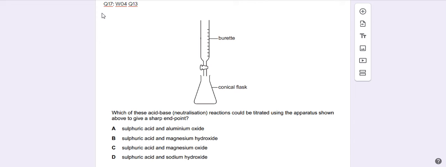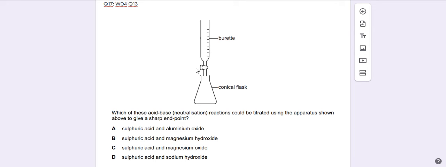Chapter 10, question 17. Which of these acid-base neutralization reactions could be titrated using the apparatus shown above to give a sharp endpoint? Now, a sharp endpoint means one drop of the solution can change the color of the indicator. Then we know that is the endpoint.